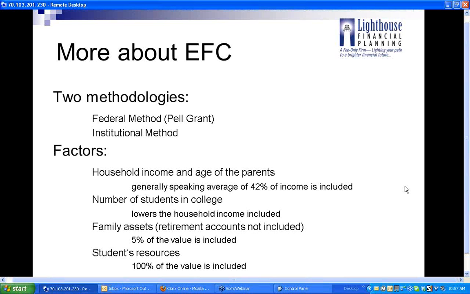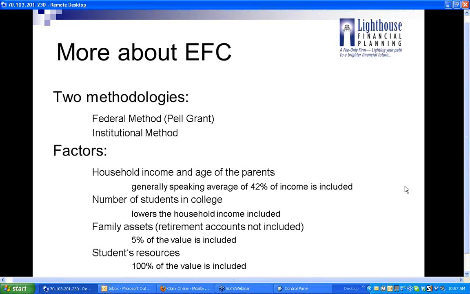We've got income, and generally about 42% of the household income is considered under the federal methodology, slightly less for the institutional methodology. As the parents are older, that 42% becomes less. I can't speak to how it drops. I do know that having older parents, the household income takes a hit, so to speak. The number of students in college is a factor. So if you have two students going to college at the same time, that can significantly reduce the family contribution.